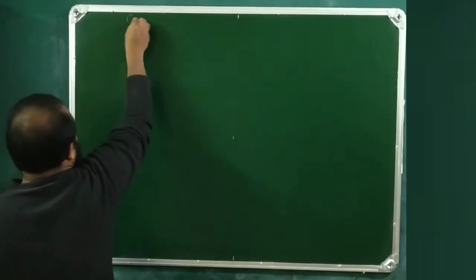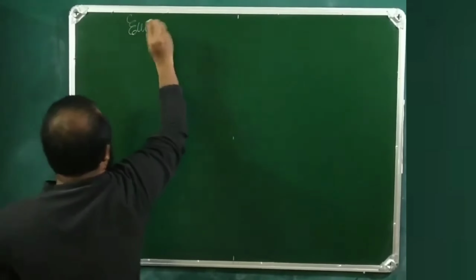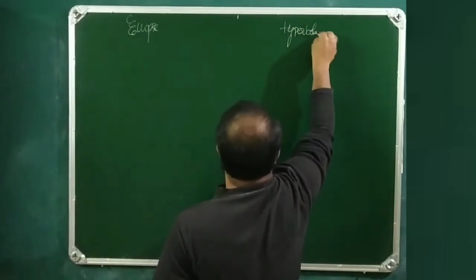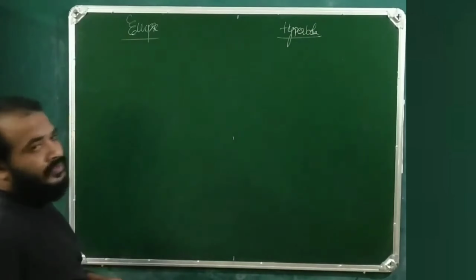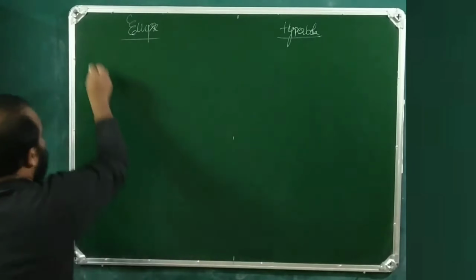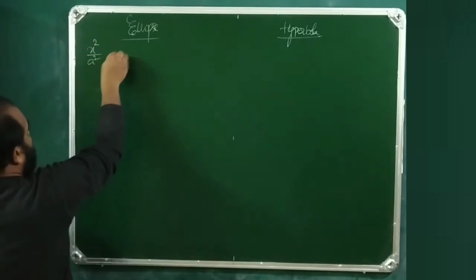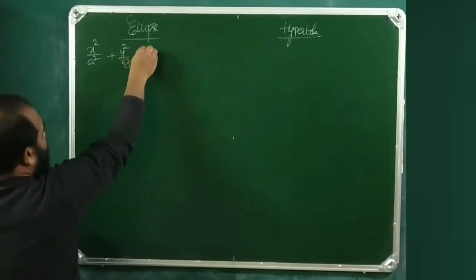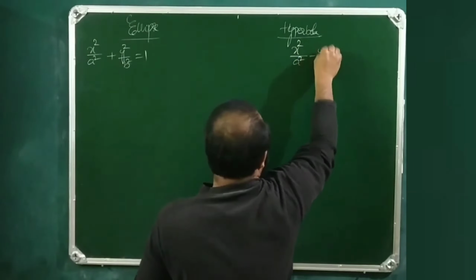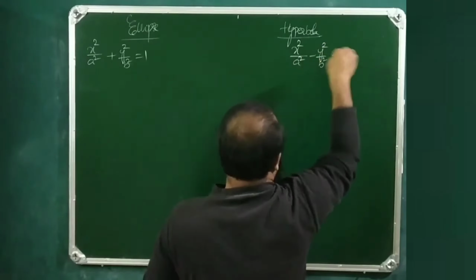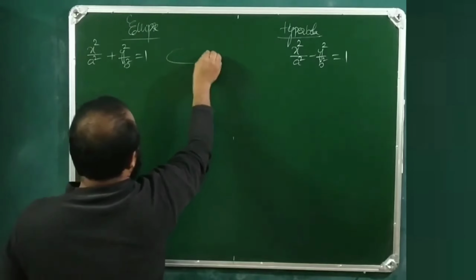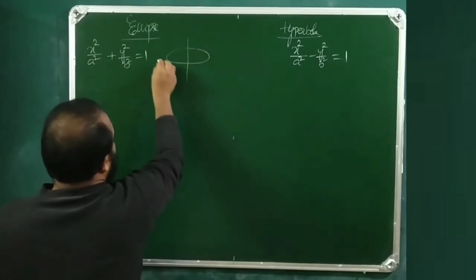See, this is ellipse and this is hyperbola. So the equation of the ellipse in its standard form is x square by a square plus y square by b square equals 1. Here, this is x square by a square minus y square by b square equals 1. So this is of this form.